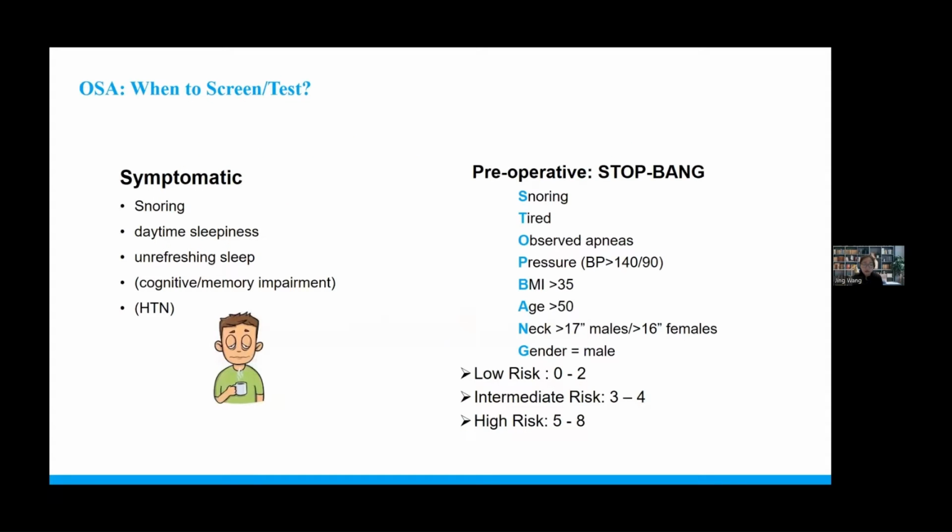So these are two very good resources to become familiar with. Okay, so first question: when should one screen or test for OSA? Technically, screening or testing in asymptomatic patients is not recommended. It is, however, important to ask about sleep. I think this is part of the usual history taking, especially in the WTC population as well. So symptomatic includes someone who complains of snoring, daytime sleepiness, or unrefreshing sleep. They may also report symptoms like cognitive or memory impairment, and the patient may have comorbid hypertension.